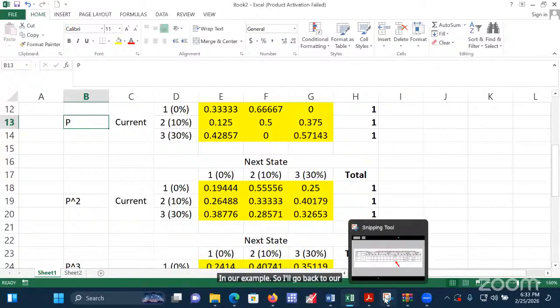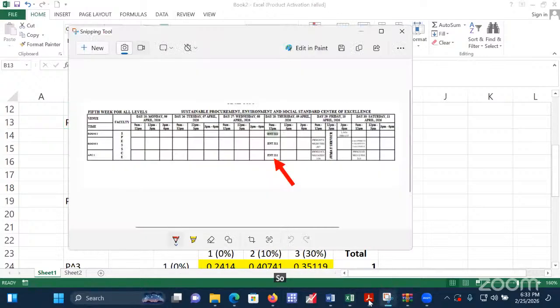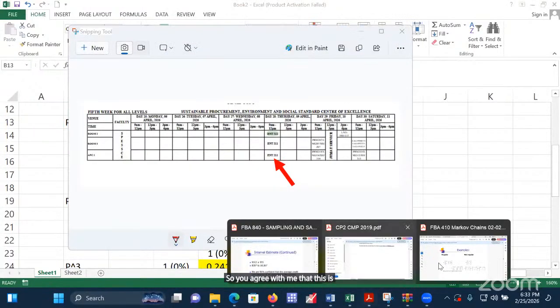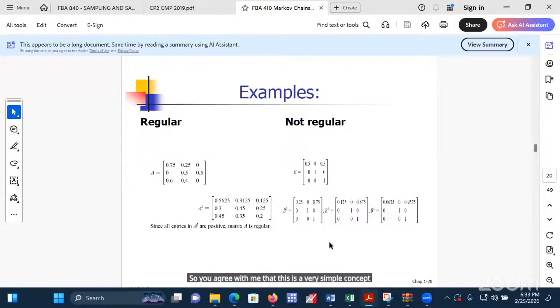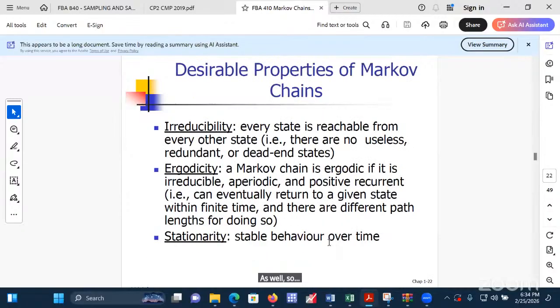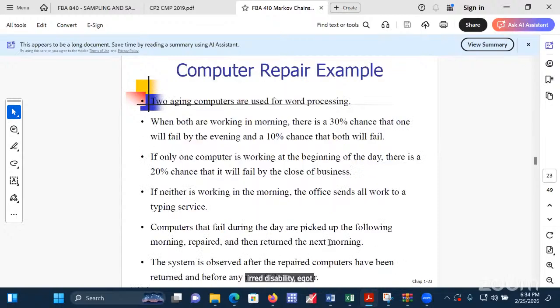We are almost done. So you agree with me that this is a very simple concept, very exciting as well. So you have raised your power, you have computed your transition matrix, your transition graph, and so on. So there are some properties that you need to consider: irreducibility, ergodicity, stationarity, and so on.